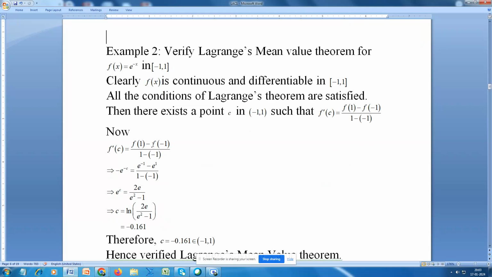Now f dash c equals f of 1 minus f of minus 1 by 1 minus of minus 1. f dash x is minus e power minus x; in that you put c for x. f of 1 is e power minus 1, minus f of minus 1, put e power minus of minus 1, which is plus e. In the denominator, 1 minus of minus 1. So e power minus c equals e power minus 1 can be written as 1 by e.